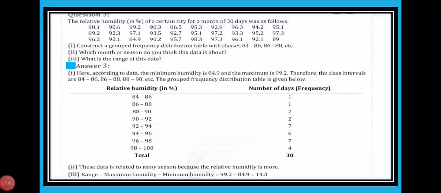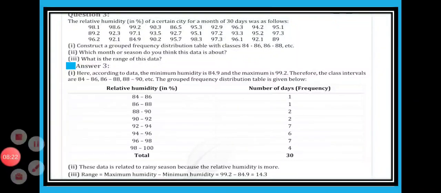Next, question number 3. The relative humidity in percentage of a certain city for a month of 30 days was as follows. Now the relative humidity in percentage for 1 month of 30 days of a certain city is given. You have to answer 3 questions. First, construct a grouped frequency distribution, taking classes 84 to 86, 86 to 88, that means a class size of 2. Second question, which month or season do you think this data is about? And third question, what is the range of this data?